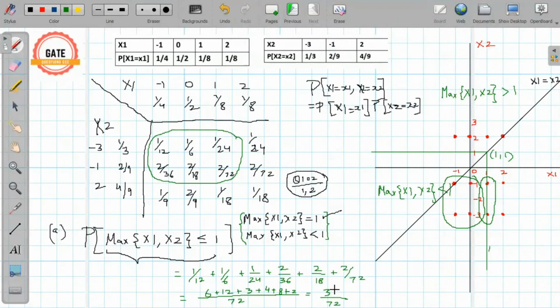This will be 35 by 72. So that is the answer to this probability. So now we will see how to solve the part B minimum function using the same approach that we have used for maximum function. So let's see part B.